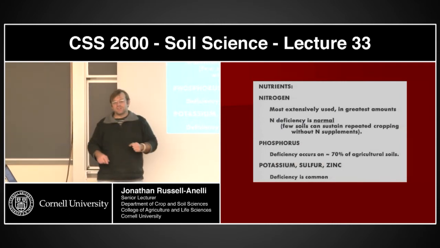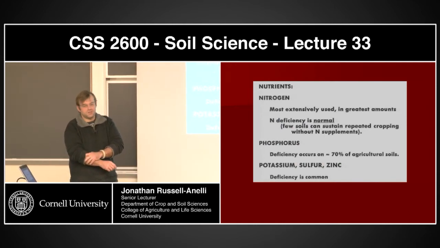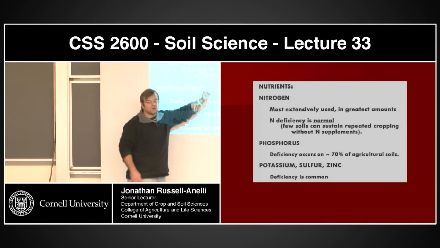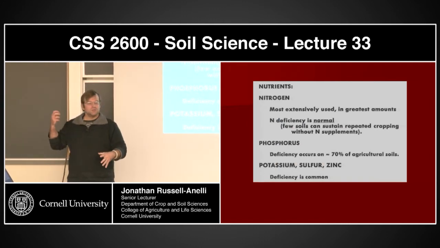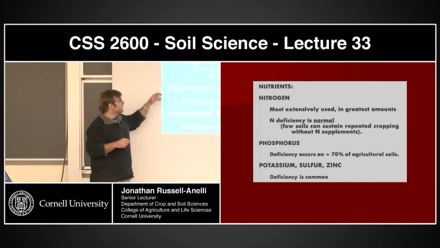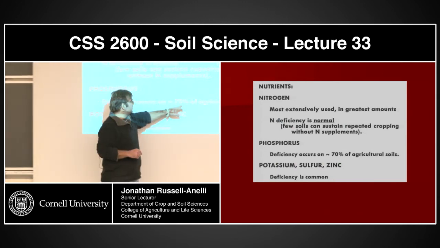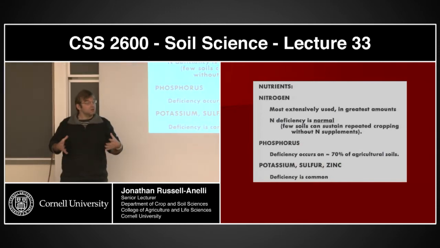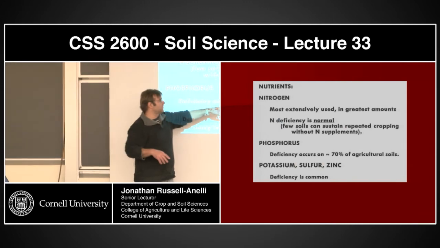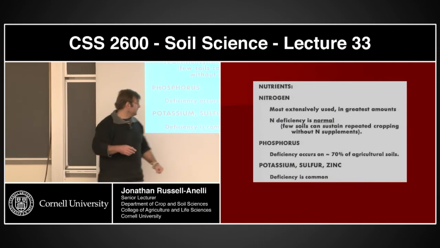Nitrogen deficiency is normal. It's common and it's normal, and plants are used to this. Few soils can sustain multiple harvesting without some sort of nitrogen amendment. The crops are just sucking it up too much and taking too much of it out. Phosphorus deficiencies are pretty common as well. In fact, I'm not sure if this is correct at this point, but about 70% of agricultural soils, not in New York State, are deficient in phosphorus for plant uptake for some period of time. Questions on that one?